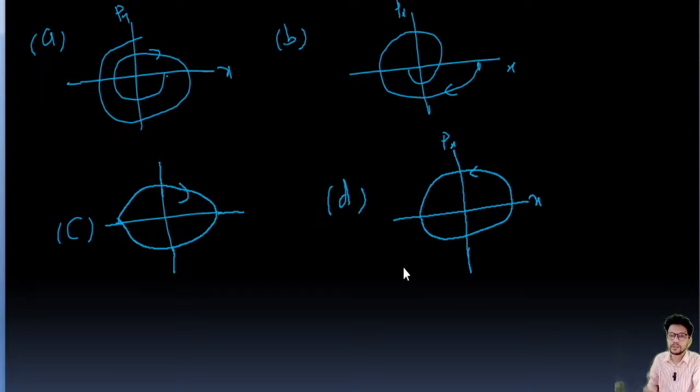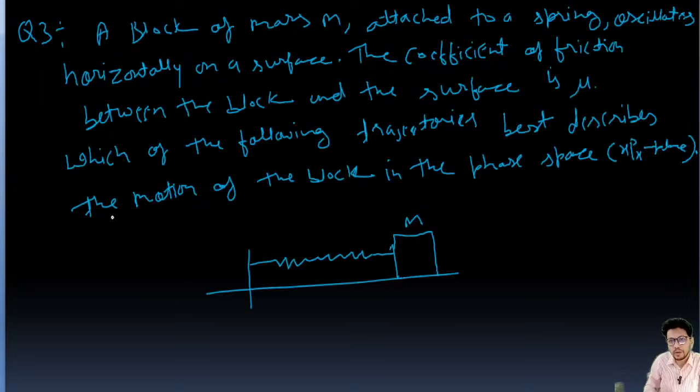Okay, so this is the question, guys. The question is very simple. A block of mass m attached to a spring oscillates horizontally. So that block is oscillating horizontally like this on a horizontal surface. The coefficient of friction between block and surface is mu, right? So it means there is friction. Which is the correct option that describes the motion of the block?